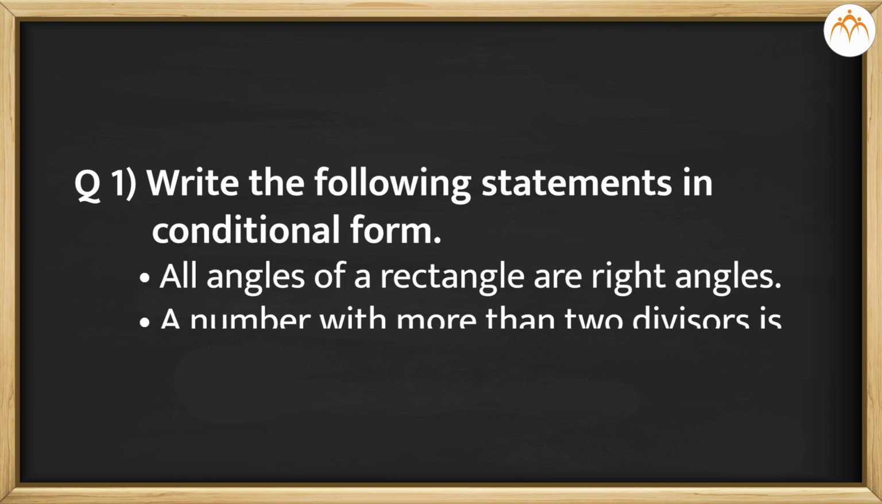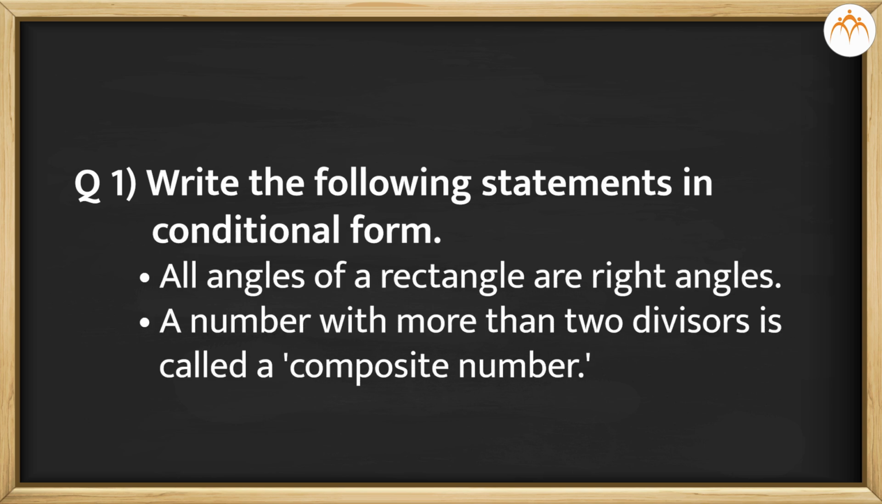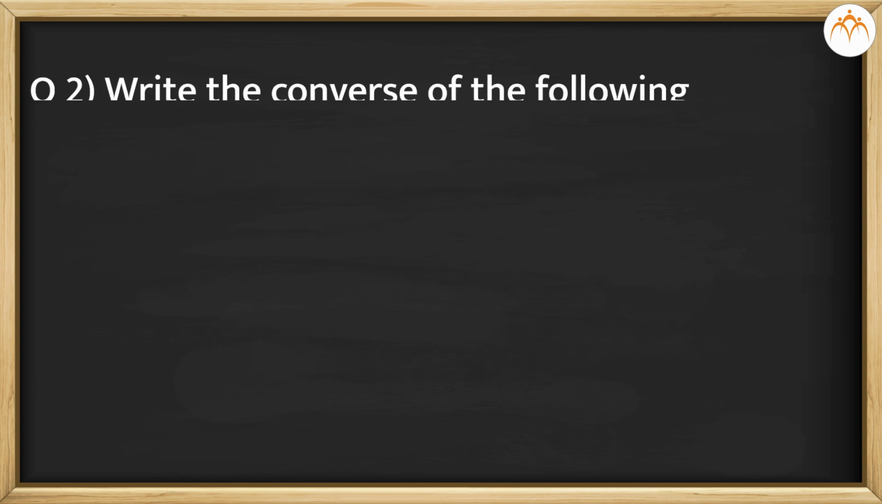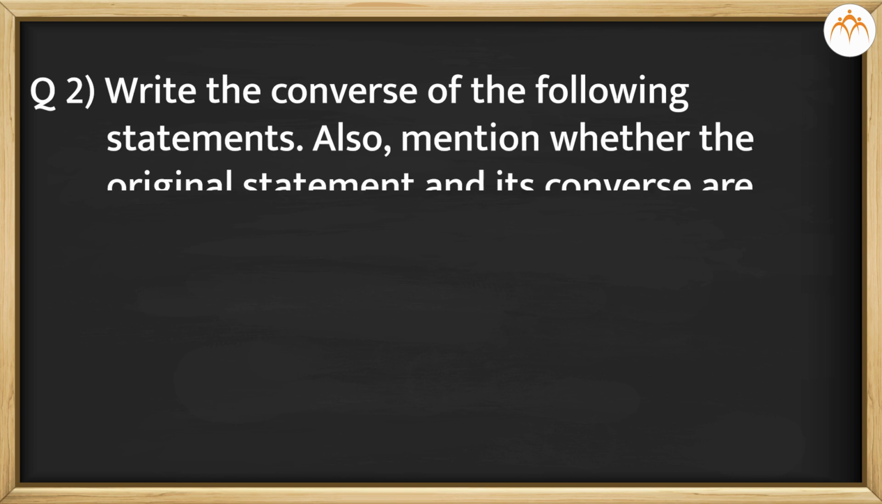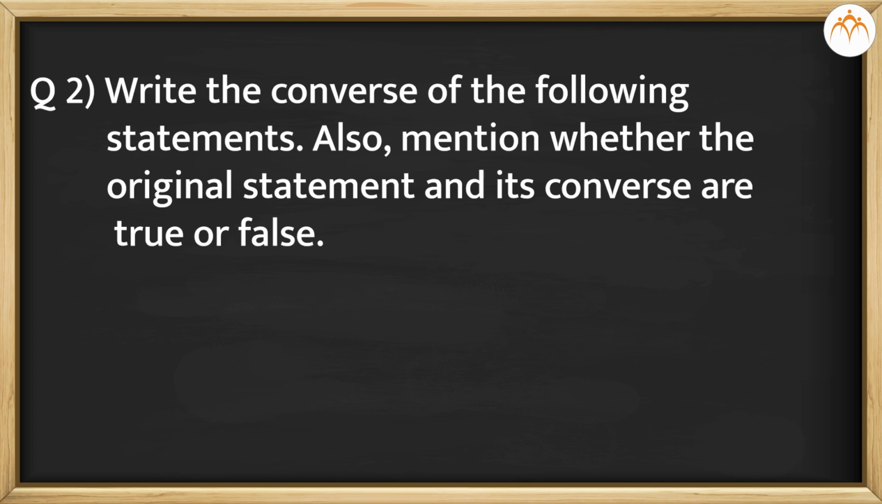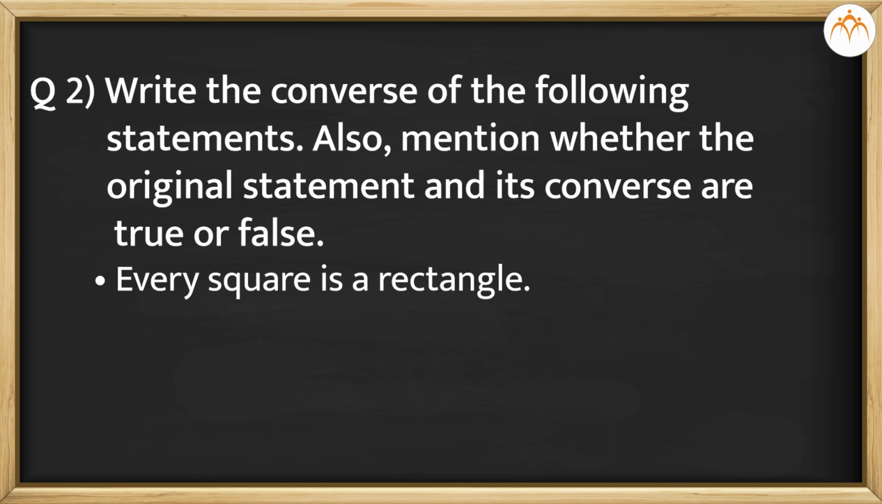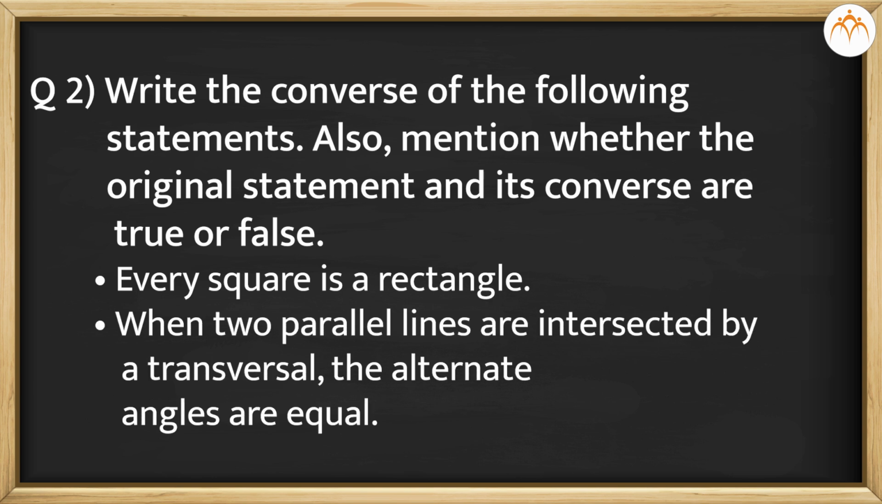Exercise. Question 1. Write the following statements in conditional form. All angles of a rectangle are right angles. A number with more than two divisors is called a composite number. Question 2. Write the converse of the following statement. Also, mention whether the original statement and its converse are true or false. Every square is a rectangle. When two parallel lines are intersected by a transversal, the alternate angles are equal.